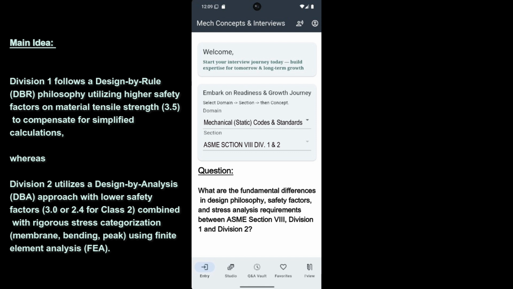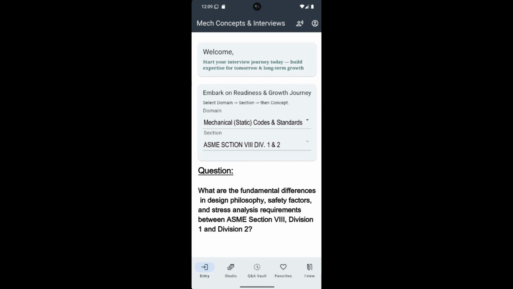Right, and Division 2? Division 2 flips that paradigm entirely. It utilizes a design-by-analysis approach. Because you are actually proving the physics rather than just guessing, the code allows you to drop that safety factor significantly. Down to exactly what? 3.0, or even 2.4 for Class 2 vessels. But to justify shedding all that protective steel, Division 2 mandates rigorous stress categorization using finite element analysis, or FEA, along with exhaustive material testing.